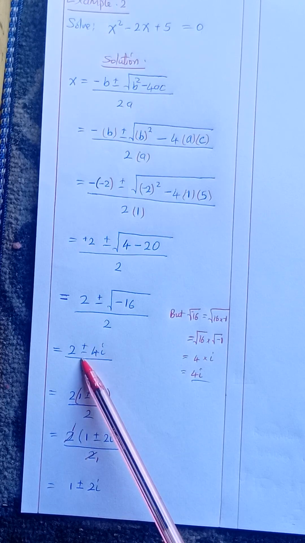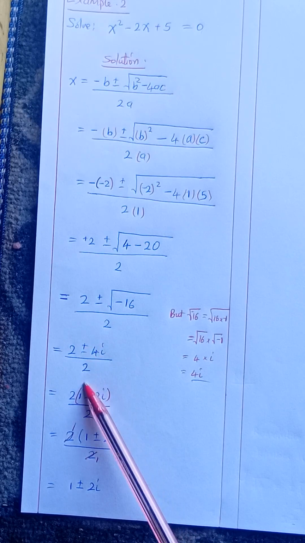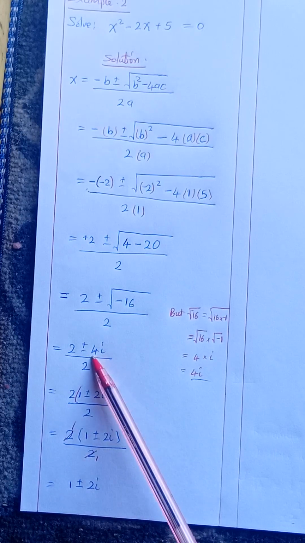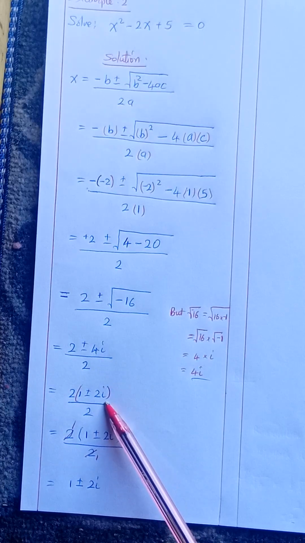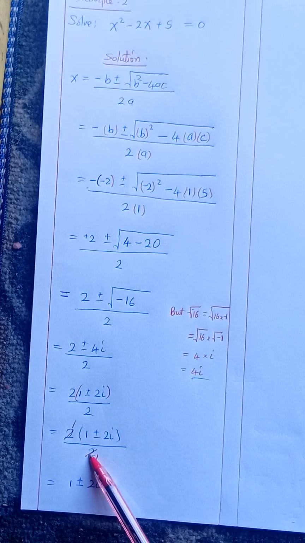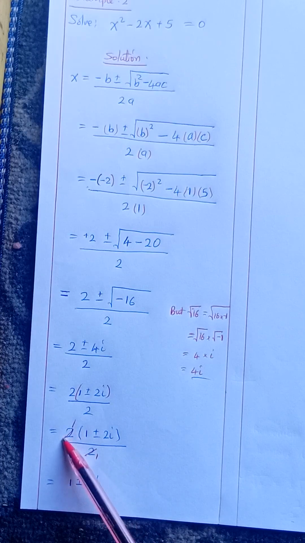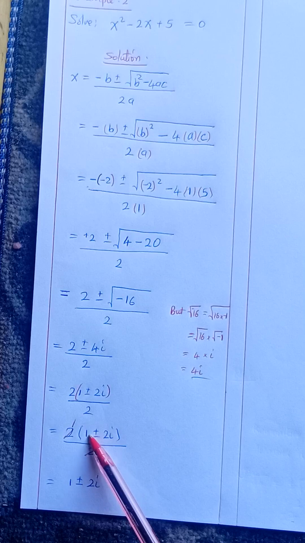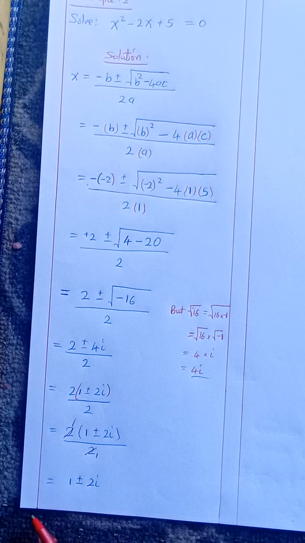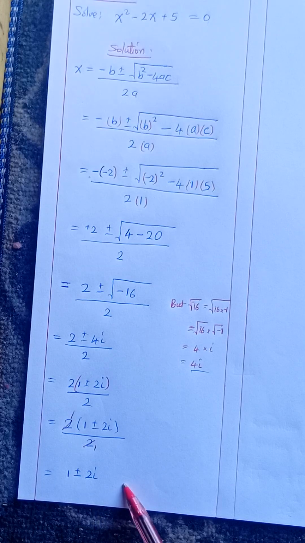Then here plus or minus. When we divide positive by positive, we get a positive. Then negative divided by negative, we also get a negative. Then 4 divided by 2, we get 2. Then we maintain the i. Then the denominator, we have 2. So here, we can cancel out. 2 divided by 2, we get 1. Then 2 divided by 2, we also get 1. And inside the bracket, we are remaining with 1 plus or minus 2i.